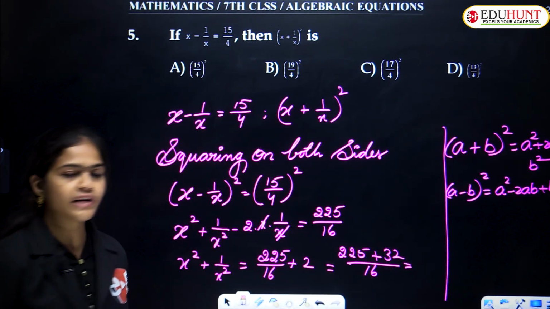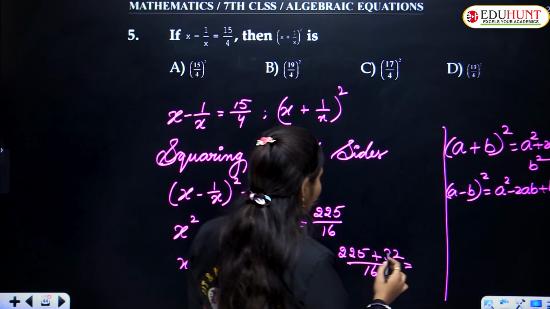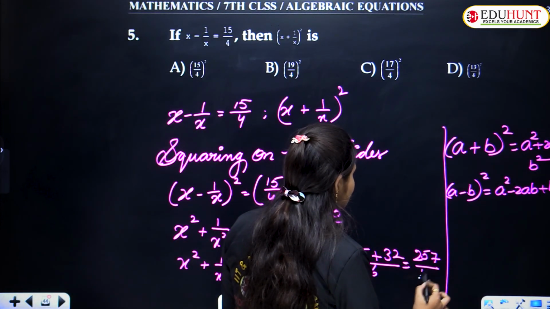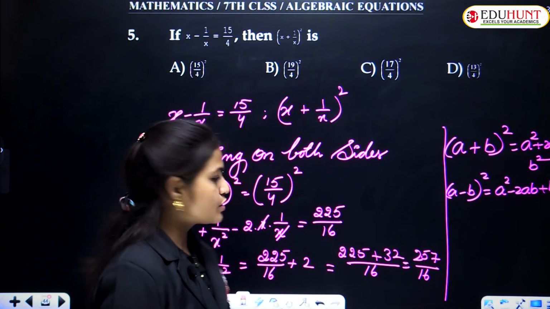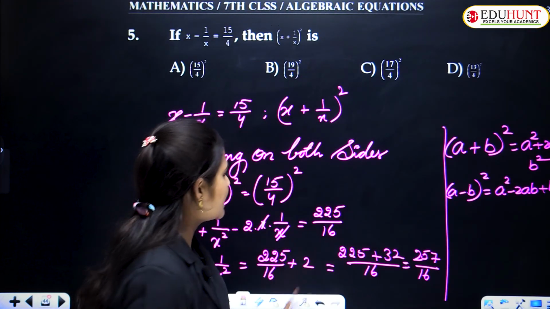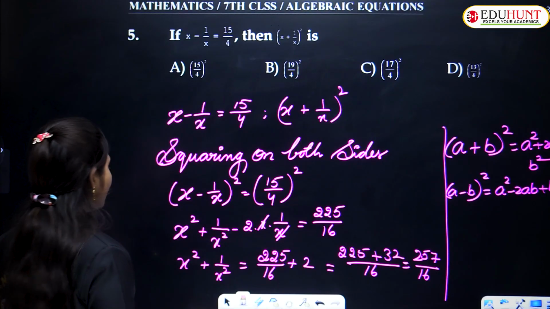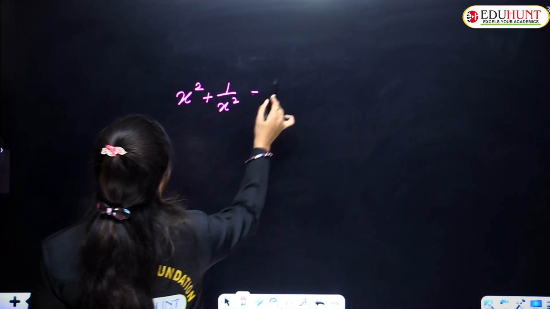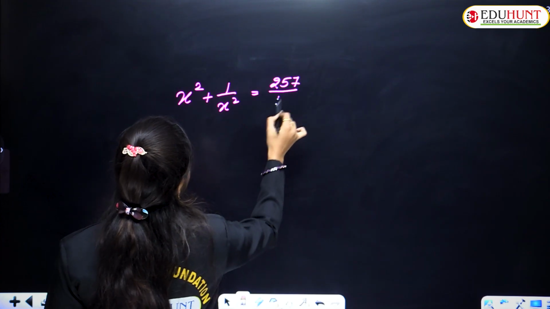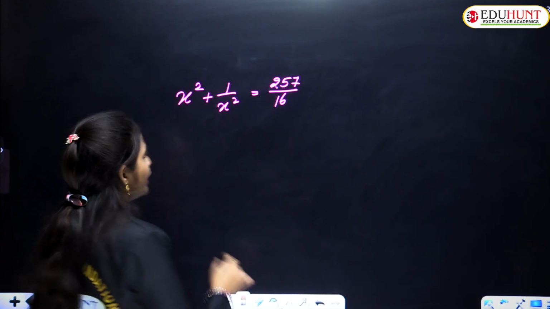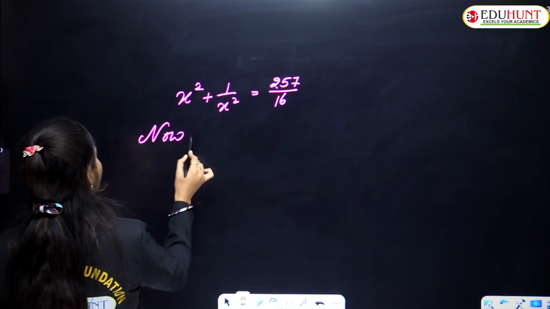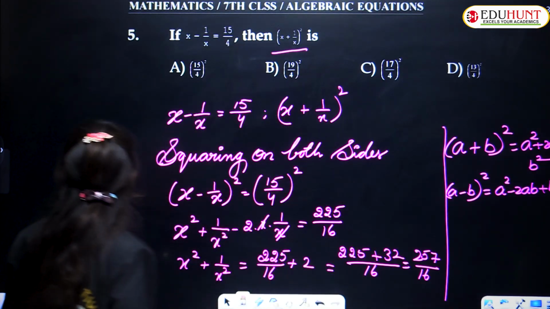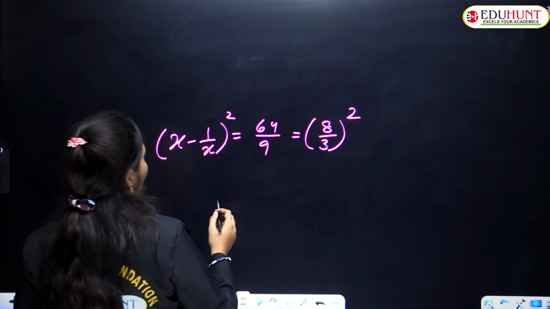So from this one, 225 plus 16 twos are 32, by 16. So which is equal to 225 plus 32, which is equal to 257. Yes, see here, 257 by 16. So we are getting 257 by 16. So this is the value of x square plus 1 by x square is equal to 257 by 16. Now we need to find the value of (x plus 1/x) whole square.